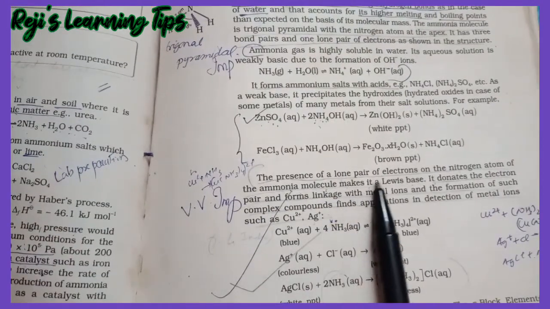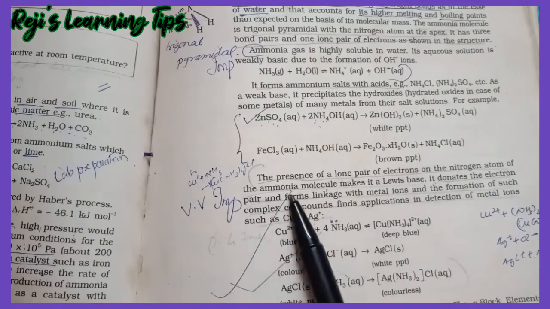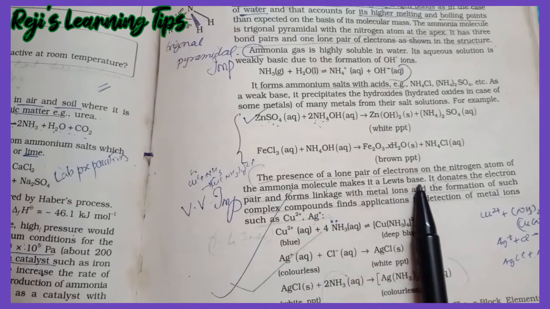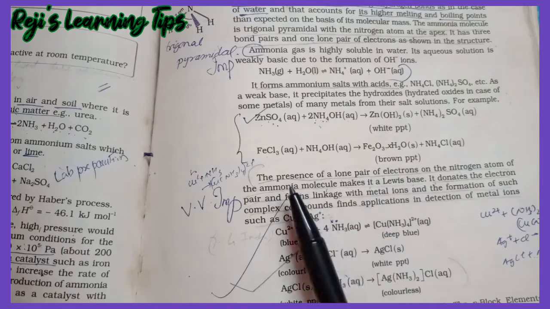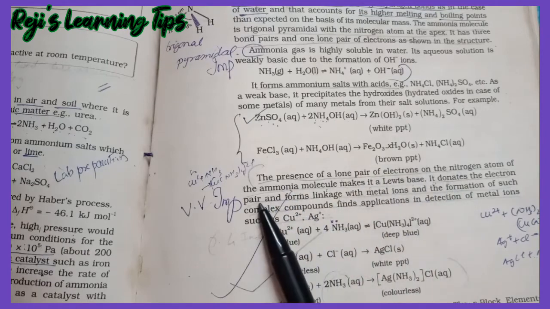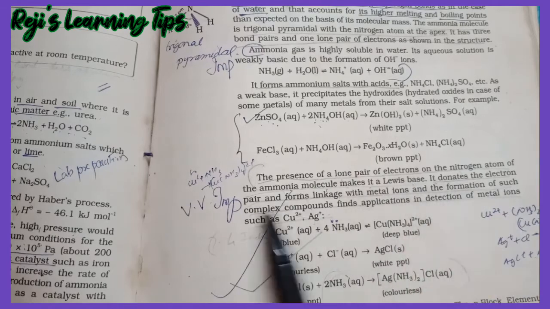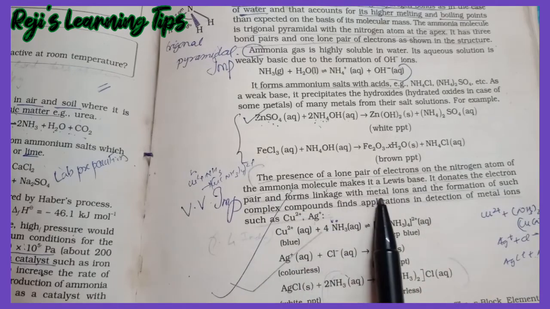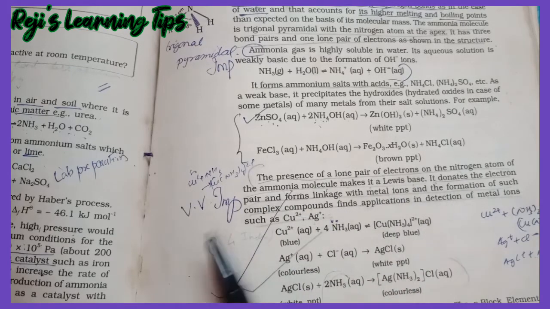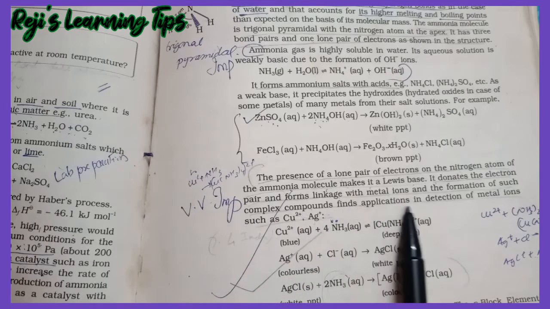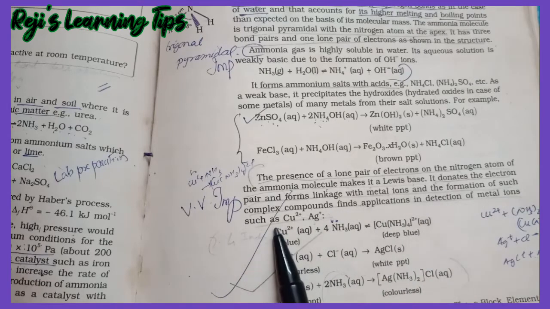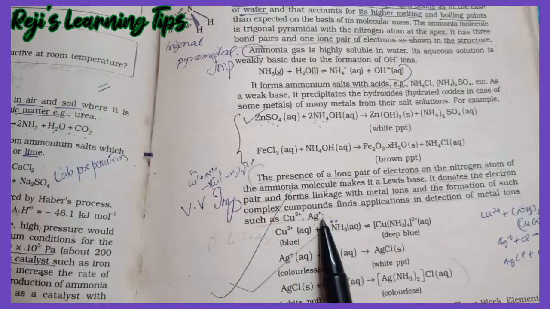The presence of lone pair of electrons on the nitrogen atom of the ammonia molecule makes it a Lewis base. It will donate the electron pair and form a linkage with the metal ions, and the formation of such complex compounds finds application in detection of metal ions such as Cu2+ and Ag+.